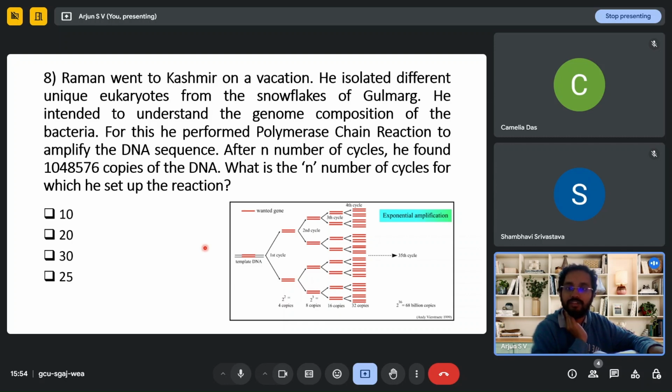So it's also a straightforward mathematical problem. You know how PCR works, and you just have to see after how many cycles you will get this number of copies. So I'll give you maybe 2-3 minutes to solve it, and then I'll go on to explain the answer.